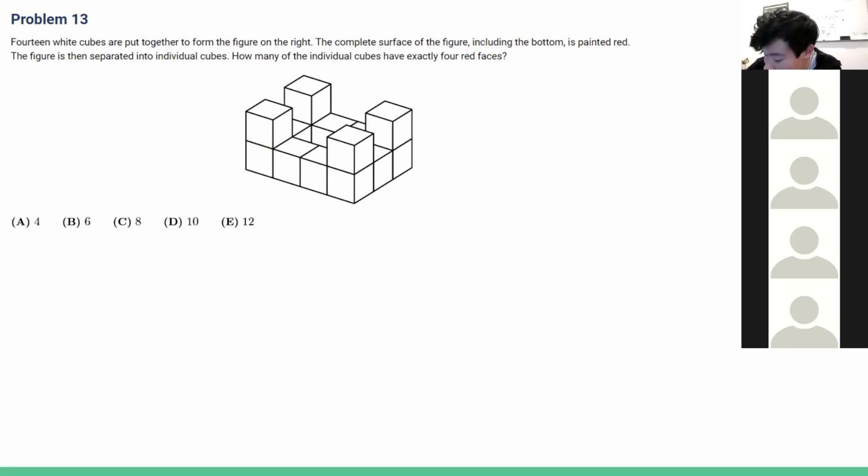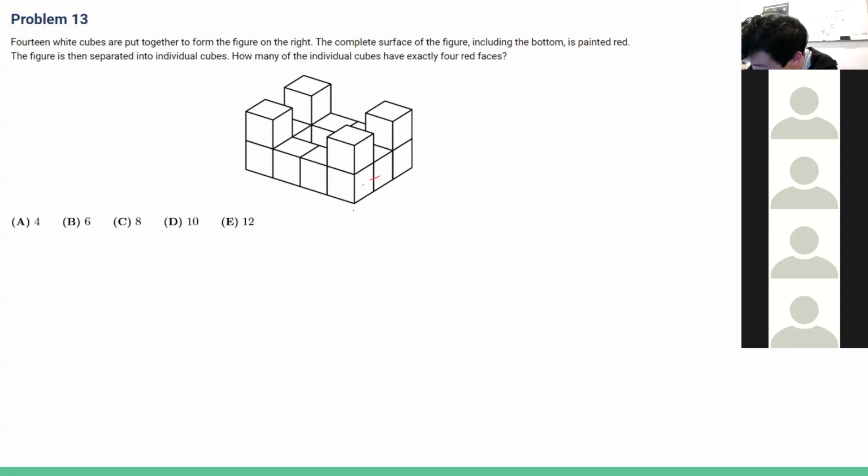Well, let's look at these cubes on the top. This one has 1, 2, 3. This one right here and this one right here has 5. So these top cubes won't work. What about these bottom corner cubes? Well, these only have 1, 2, 3, right? Because on this side, they're covered by the top. On this side, they're covered by the left. On this side, they're covered by the right. So these edge pieces don't work either.